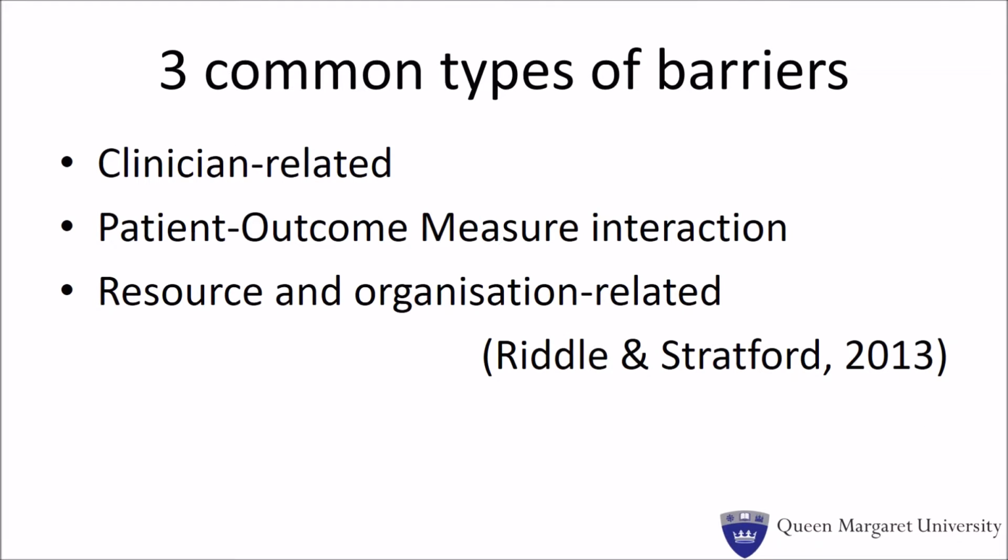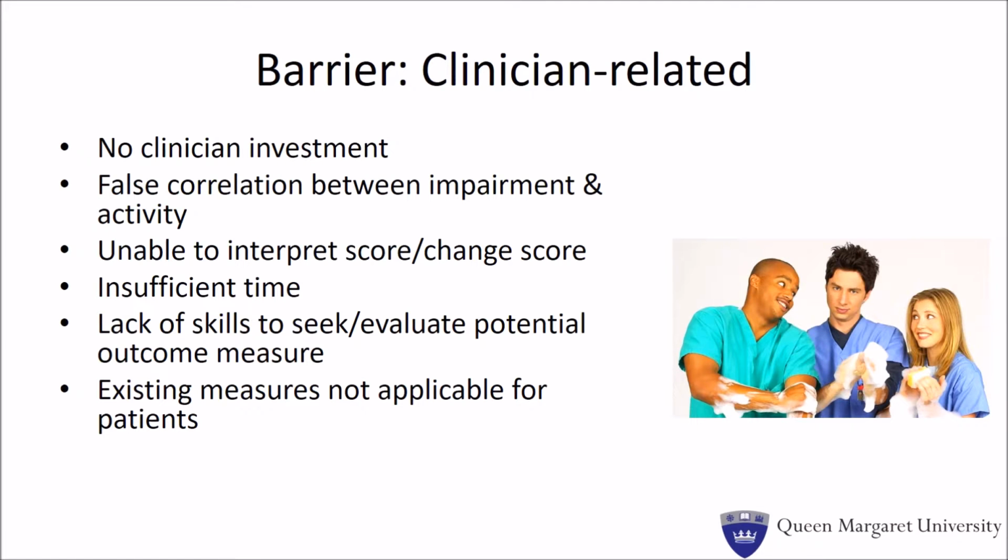So these are the three common barriers. Firstly, it's clinician-related. Secondly, it could be patient related, when they're interacting with the outcome measure. Or thirdly, it could be due to resources and organization related. Now, the first barrier is clinician related.